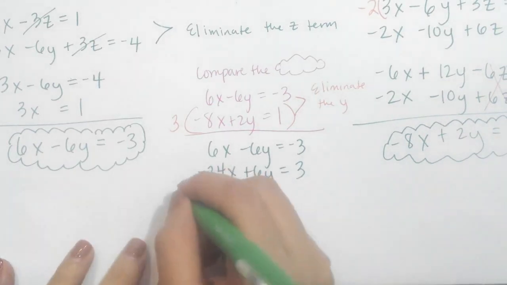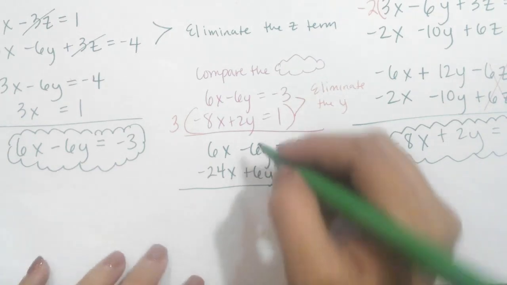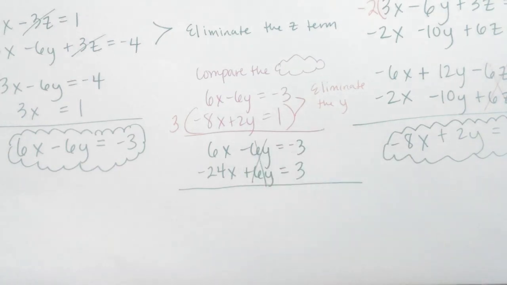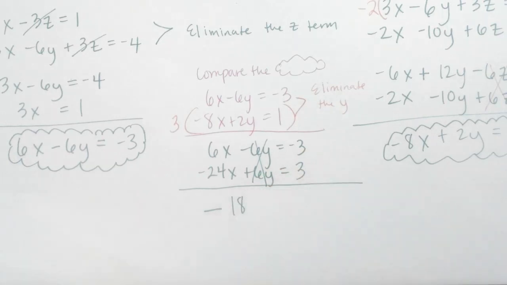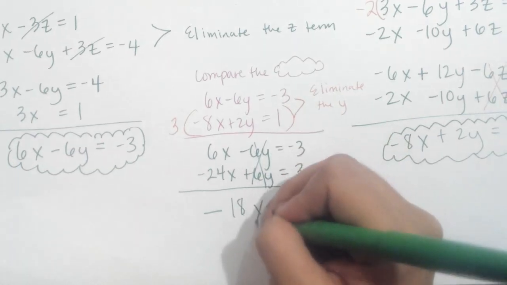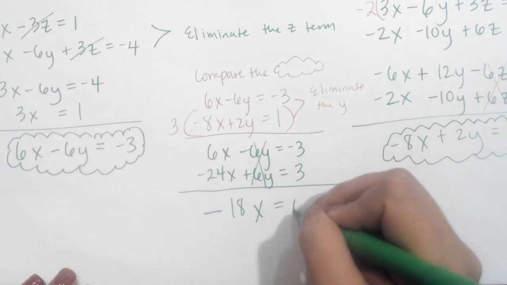Alright, so I'm going to go ahead and draw my line. These guys cancel. So negative 24 minus 6 is going to give you a negative 18. And then negative 3x, and then negative 3 plus 3 is 0.